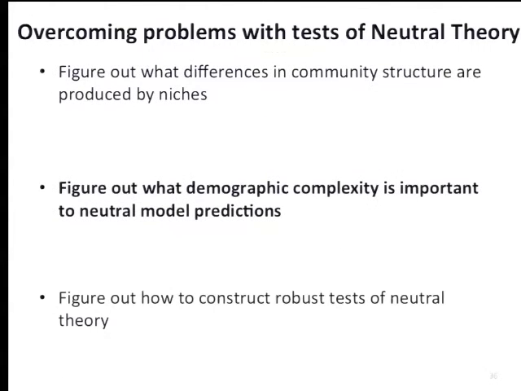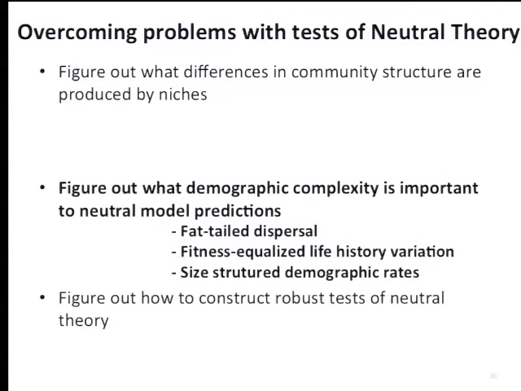I'm just going to say a few brief words about this part so that I have some time for the last one, mainly just highlighting some of the things we've looked at: dispersal, fat-tail dispersal, fitness-equalized life history variation, and in particular size-structured demographic rates. So what complexity is important to neutral model predictions? It seems that size structure is something that's important. And that's something that's already been known to some degree in the evolutionary biology context, but it's kind of new to ecologists. And in particular, what we did here, we were able to approach analytically a size-structured case.